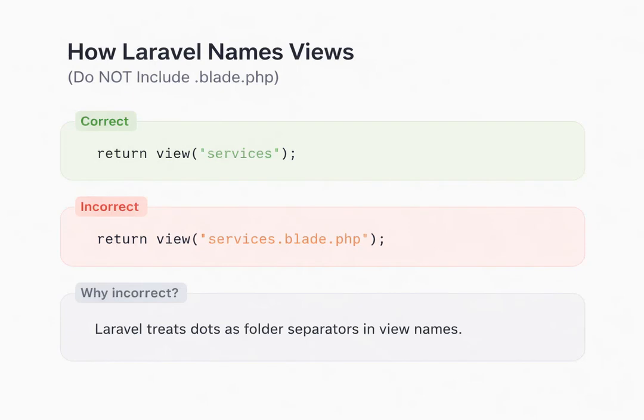When returning a view, you call it by its view name, not by the full file name. So you write return view('services'), and Laravel finds services.blade.php automatically. If you write services.blade.php in the view call, Laravel won't resolve it the way you expect, because dots have a special meaning in view naming.